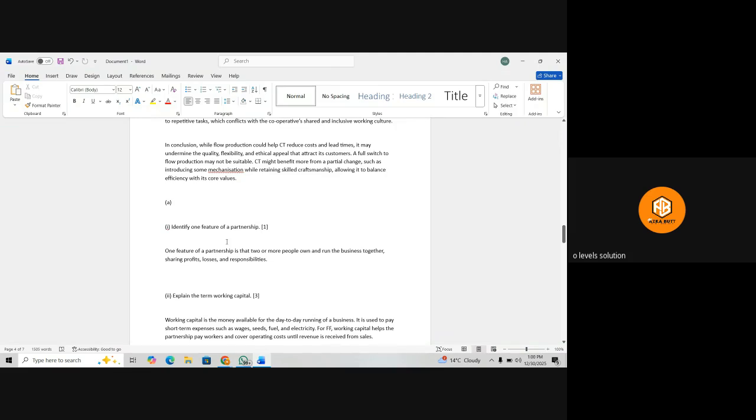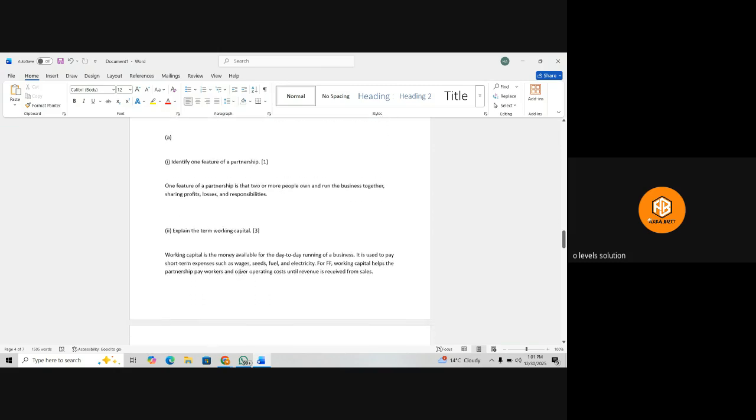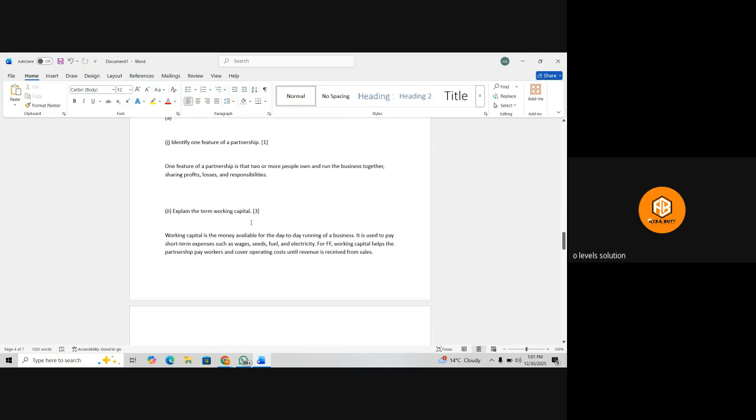First question is: identify one feature of a partnership. So one feature of a partnership is that two or more people own and run the business together, sharing profits, losses, and the responsibilities. Next question is: explain the term working capital. So working capital is the money available for the day to day running of a business.